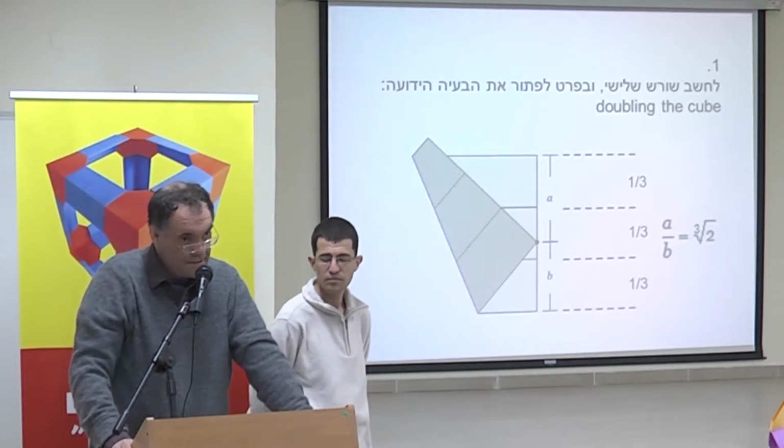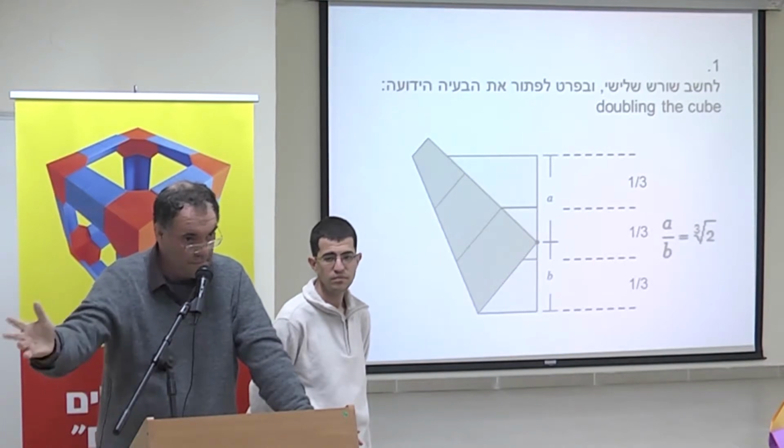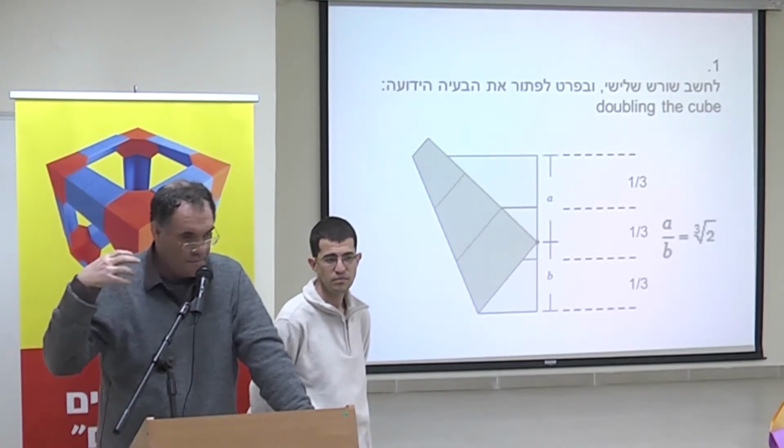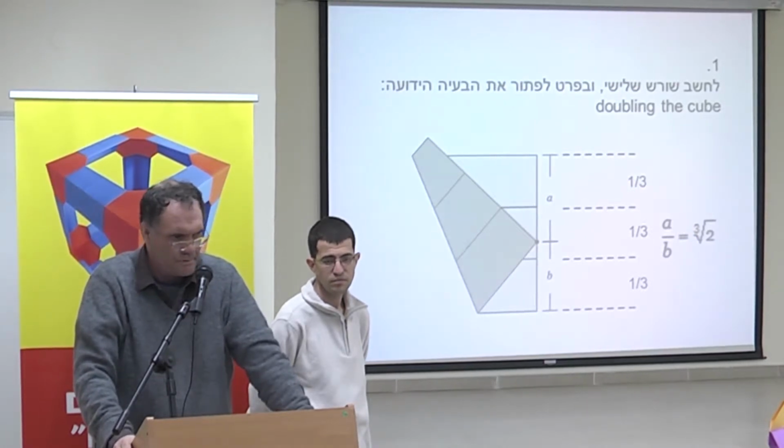Origami is very elegant. It's not just powerful, it's also elegant, and this is a very simple, elegant method for doing something which for thousands of years was considered perhaps impossible to make.